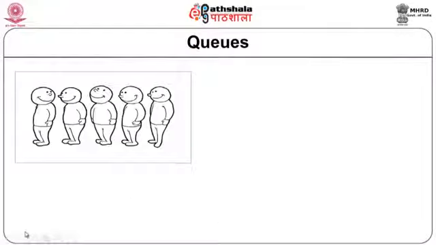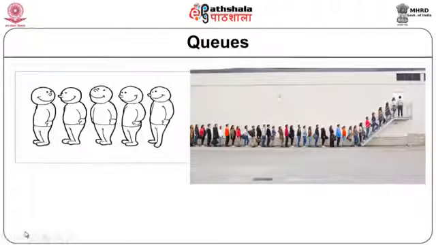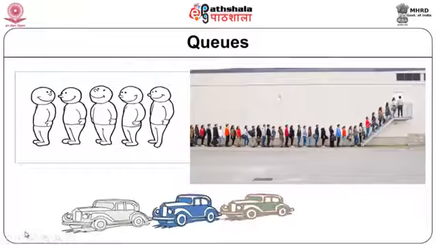Now, this queue FIFO principle is the same as an everyday queue. So, let us look at some examples of everyday queues. First, some characters that you often see in advertisements, a typical example of a queue of those characters. Then look at a long queue. This could be to enter into a ship, to enter into a plane, or for some purchase. You can also have a queue of cars in a traffic jam. So, these are some everyday examples of queues.